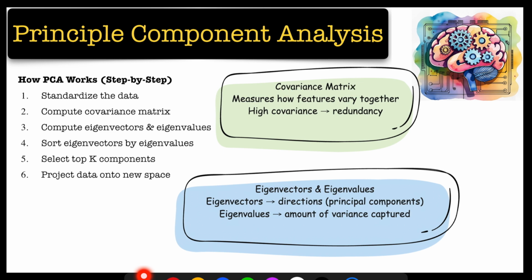So this covariance matrix we already talked about, it measures how features vary together. Eigenvectors and eigenvalues: eigenvectors are basically the directions of the principal components, the W's, and eigenvalues define the amount of variance captured. So if you see the equation we had, W transpose CW equals lambda, right? So lambda is the eigenvalue, that is W transpose CW, and our aim was to maximize this W transpose CW. And what are we actually maximizing? We are maximizing the amount of variance captured. So that is the eigenvalue here.